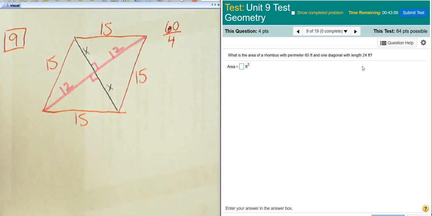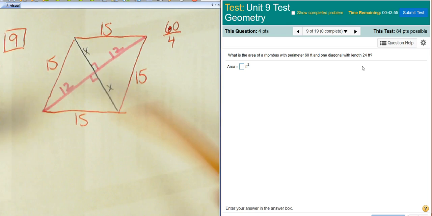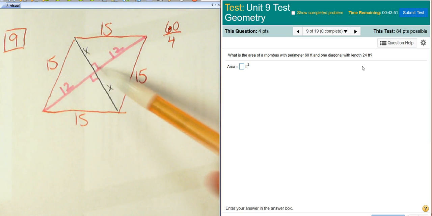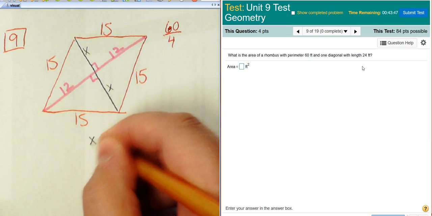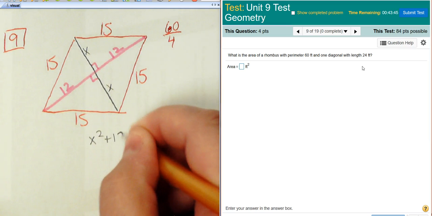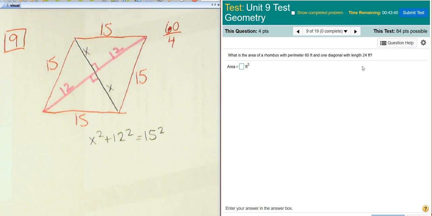Now, any way you want to look at it here, I've got 4 different little triangles created. They're all the same, and they would all work with the Pythagorean theorem since we intersect at a right angle here. So all I would do is x squared plus 12 squared. That has to be equal to the hypotenuse, which would be the 15 squared.